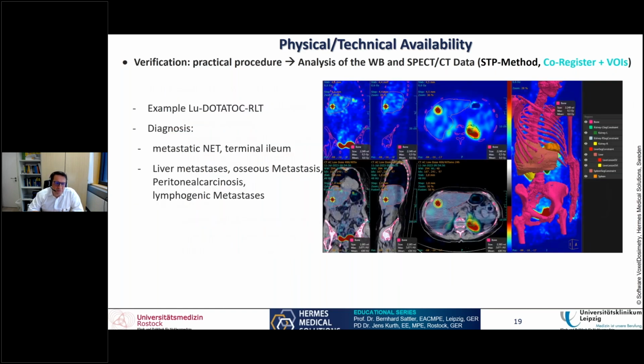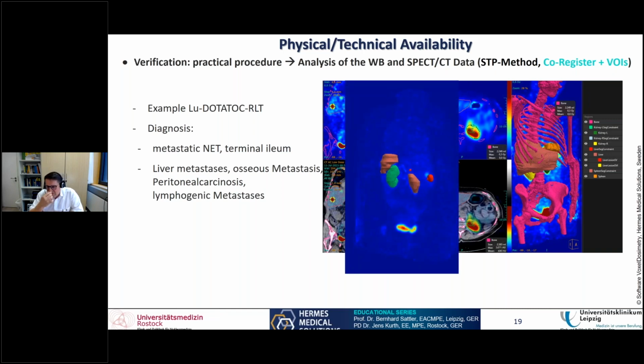Here's a little practical procedure example of a lutetium-DOTATOC radioligand therapy with a metastatic NET in the terminal ileum, and the liver metastases, osseous metastases, and peritoneal carcinosis, lymphogenic metastases, where we actually used the voxel dosimetry and the VOI tools of HMS to very straightforwardly delineate every region, meaning targets and organs at risk we are interested in. And that can then be rendered. It's always fancy to do that.